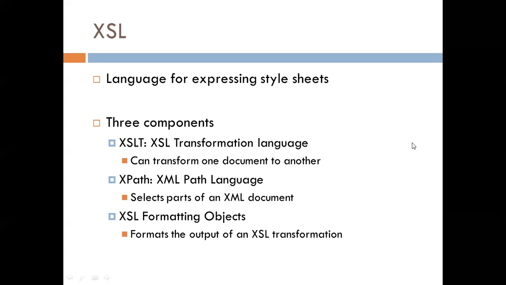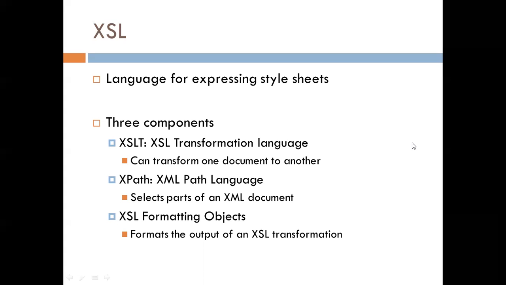An XML file is an extensible markup language file where each data item is marked with an opening tag and a closing tag. XSL has three parts. The first is XSLT, the XSL transformation language. This XSLT can transform one document into another.